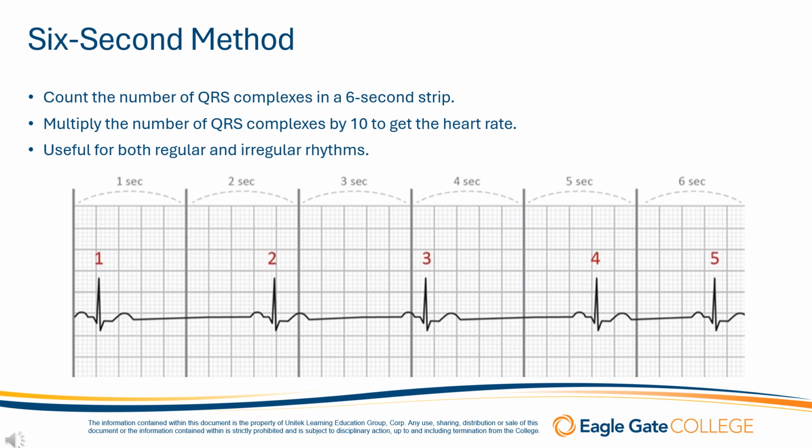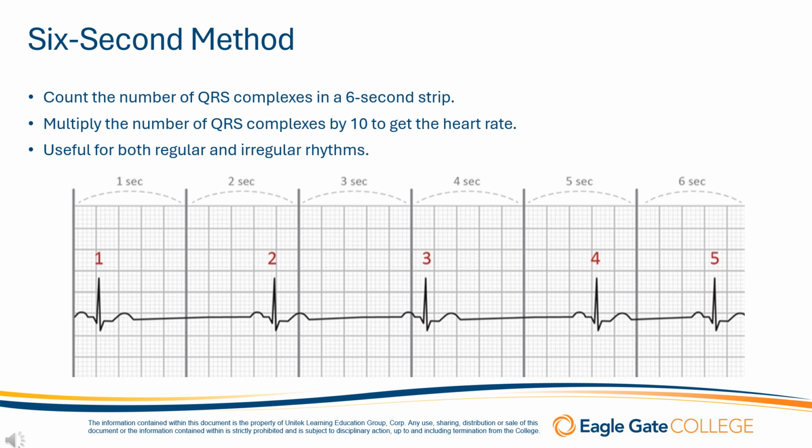Now, while it's not as precise as some other methods for regular rhythms, its ease of use often outweighs the slight reduction in accuracy, especially in situations where an immediate heart rate assessment is needed. So, in an emergency, quick heart rate assessment is crucial. The 6-second method allows for rapid evaluation without the need for detailed counting or calculations.